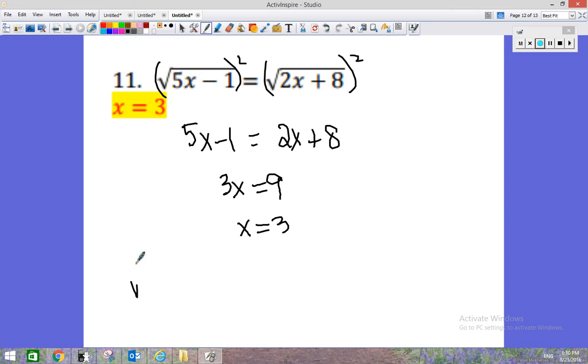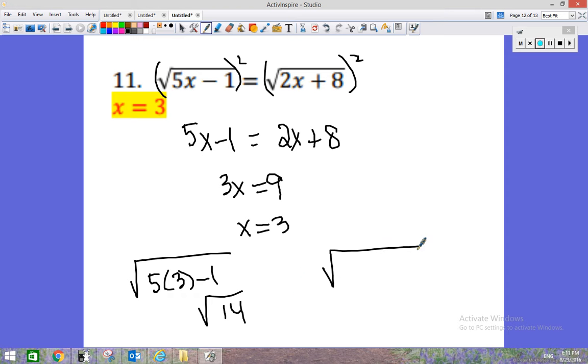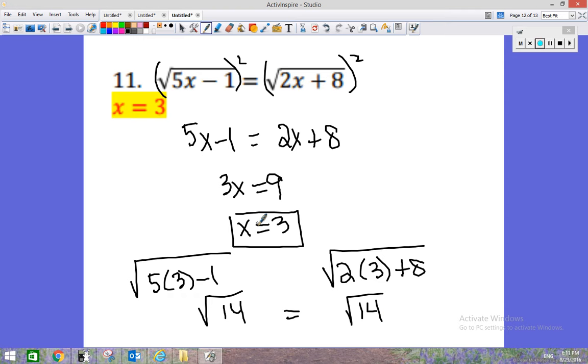So on the left hand side, we have 5 times 3 minus 1. 15 minus 1 is the square root of 14. Can't simplify that any further. And on the right hand side, I have 2 times 3, which is 6, and 6 plus 8 is also 14. So I have the square root of 14 equals the square root of 14. So that checks, and that's in my solution set.